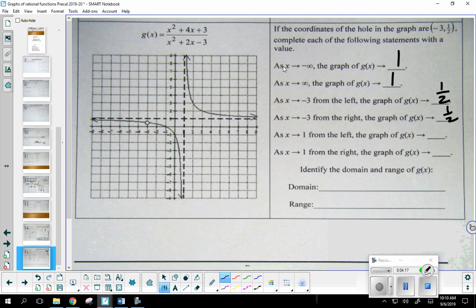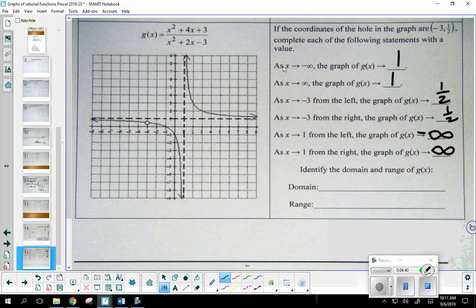What's happening on the left side? It's deciding to climb down, so it's going to negative infinity. Okay. So what do we notice is happening on the right side? Is it climbing up or climbing down? It's climbing up, so as x approaches 1 from the right, the graph of g approaches positive infinity. Okay.